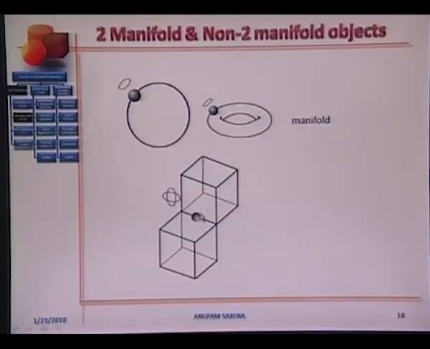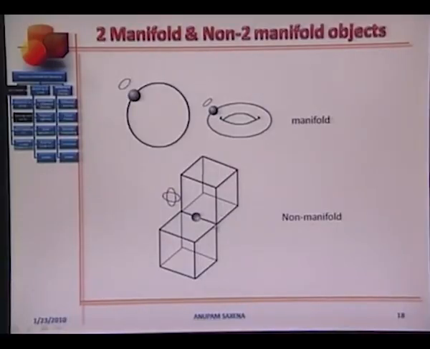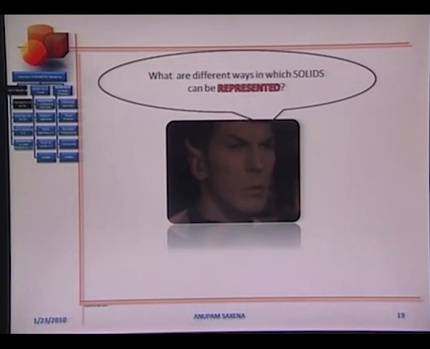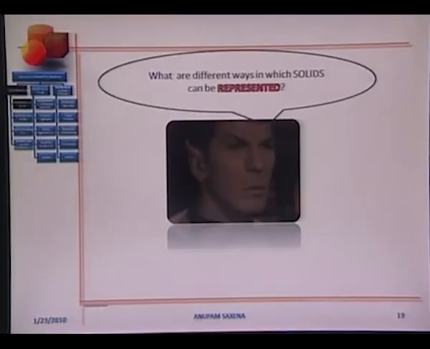So here, the solid is a non-two-manifold, or in short, a non-manifold solid. Of course, if you recall the homogeneous three-dimensionality property of valid solids, this solid here defies that property. We conclude this lecture by having an inquisitive mind pose this question: what are different ways in which solids can be represented? We'll cover this in the following lecture.